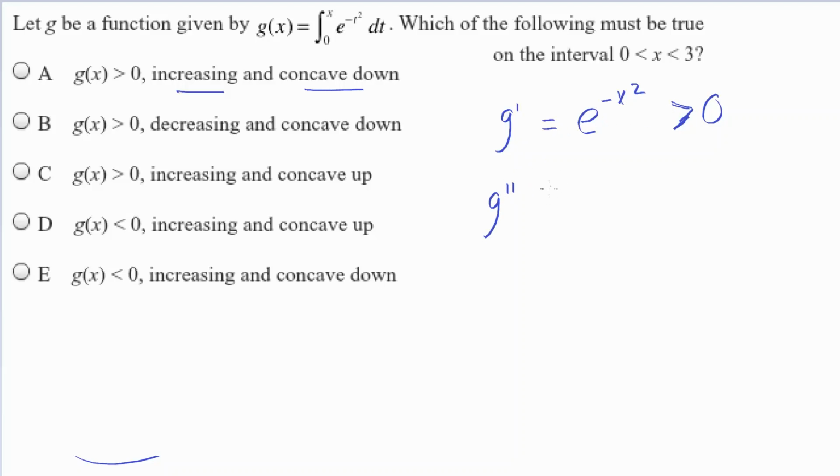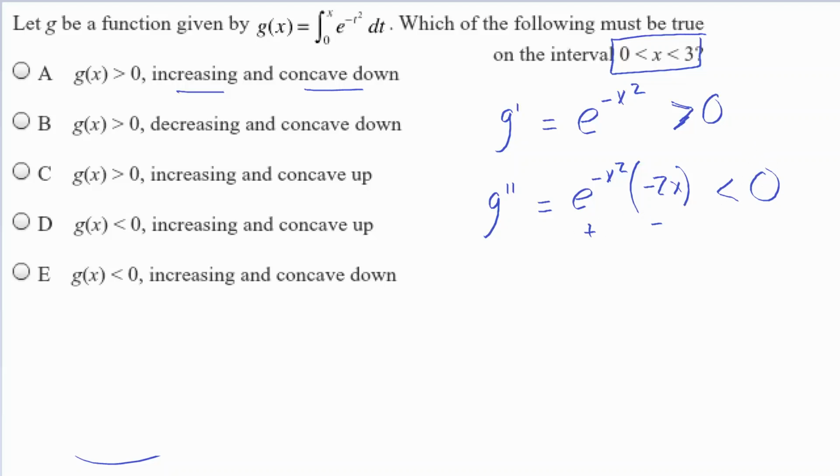G double prime equals e to the negative x squared times the derivative of negative x squared, which would be negative 2x. So there's a chain rule. And what do we know about this? We're going from 0 to 3. If x is just greater than 0, because it can't be 0, this is always going to be a negative number. This is always going to be a positive number. A positive times a negative is always a negative.